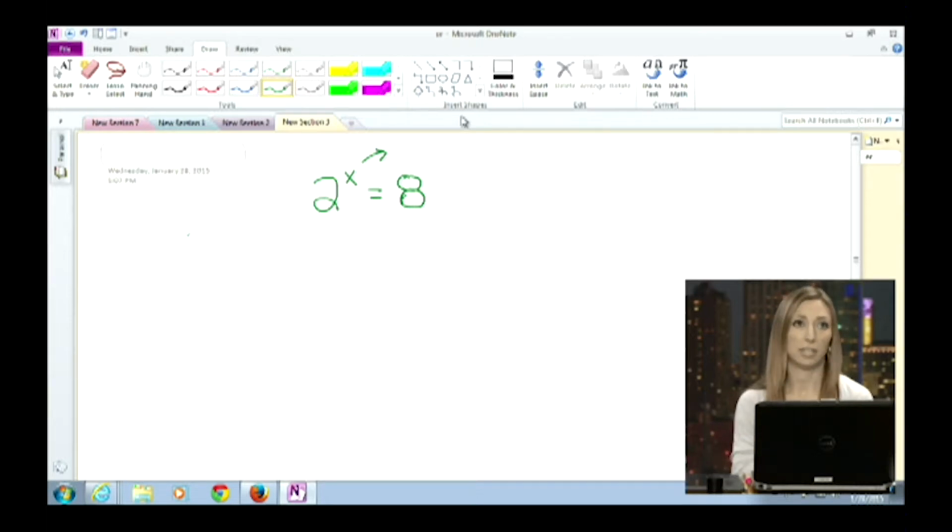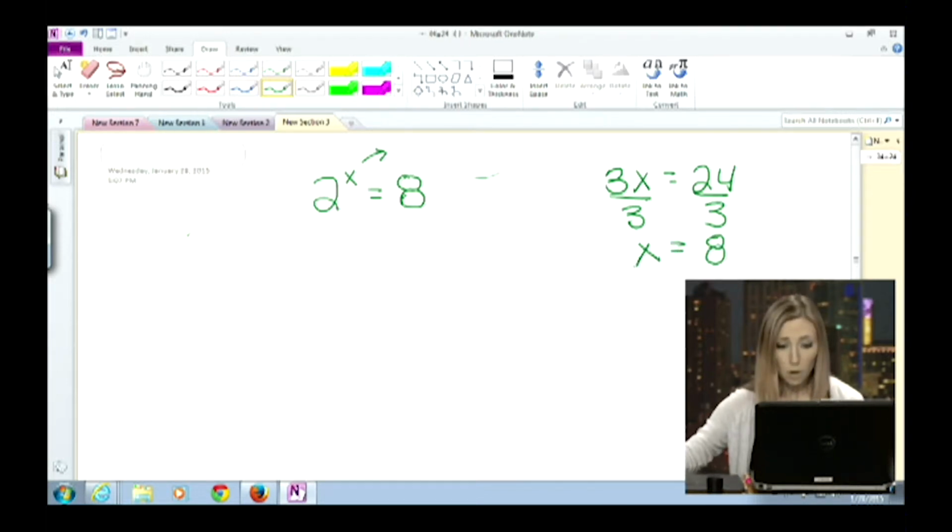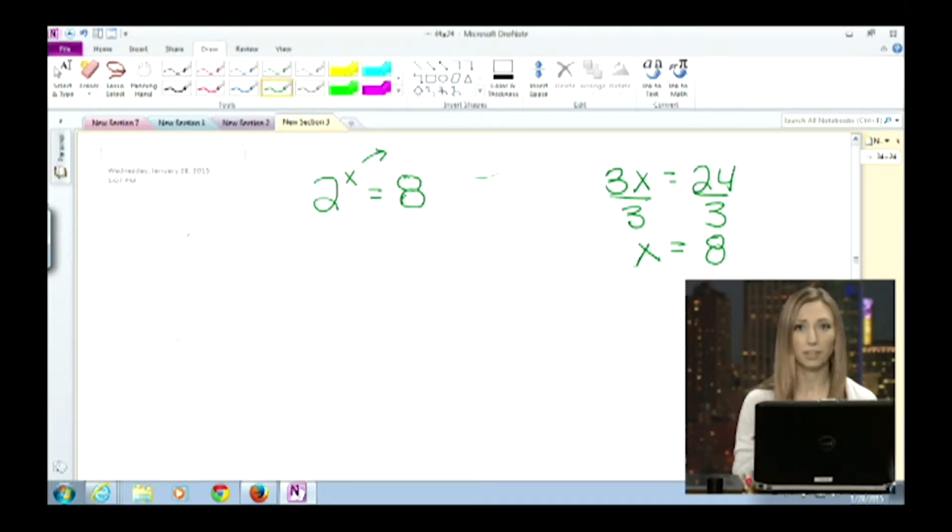Usually, the steps that you do that are undoing things. So for example, if I had something like 3 times x equals 24, I could undo 3 times x by dividing both sides by 3. And then I've gotten x by itself, and I've essentially solved it. Well, when you have x as your exponent, there's not really anything that you can do to undo that.